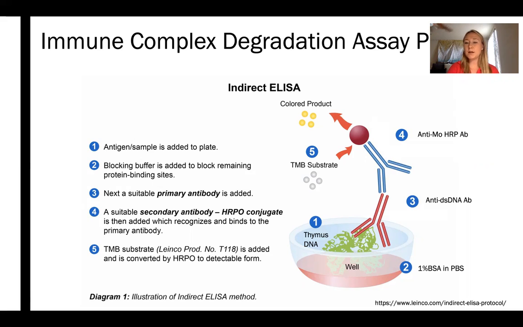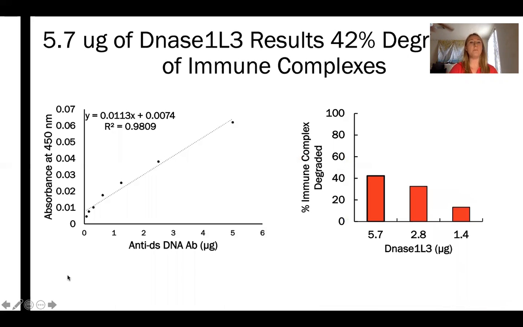And then we'll add our secondary antibodies, the anti-mouse HRP antibody. And so the HRP is the enzymatic part of the antibody that's going to react with the TMB to produce a colored product. And that colored product allows us, so we put the plate on a plate reader, and the plate reader is going to give us back absorbances based on the colored product. And so this assay was completed and determined that 5.7 micrograms of DNase 103 results in 42% degradation of immune complexes.